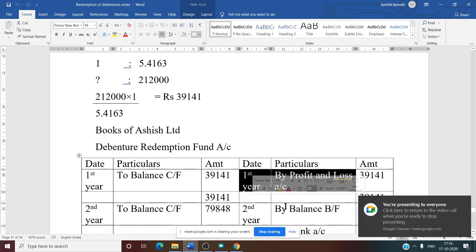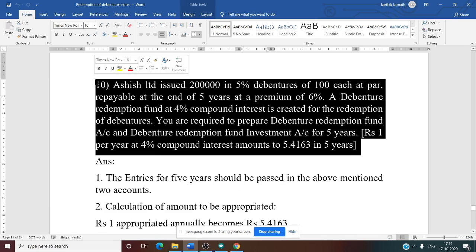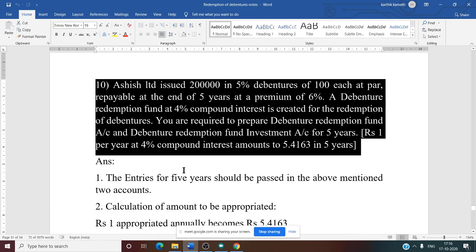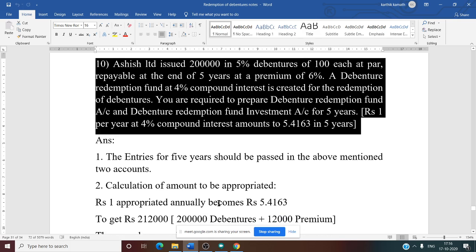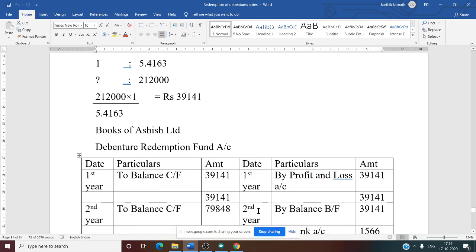first year, by profit and loss account. Why have we written first year? Because here no date is mentioned in this question. There is no beginning date and no ending date. That is why we need to write in terms of year. For the first year entry we write first year under the date column, for the second year entry second year, like that.